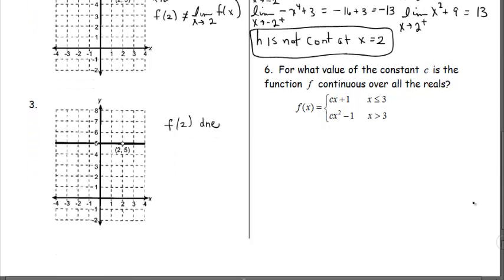All right, so for what value of the constant c is the function f continuous over all the reals? All right, think 3-part continuity test. The function is defined at x equals 3. I'm going to plug in 3 for both x here and x here, set them equal to each other. Formally, that's your left and right-hand limit notation.